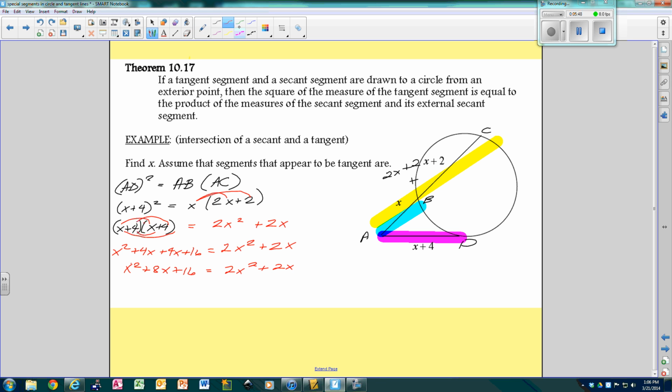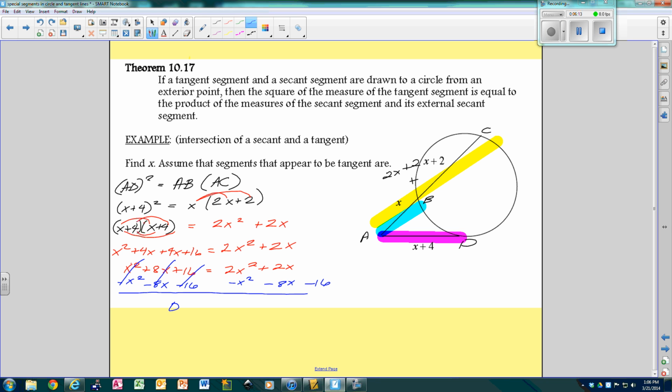Alright, so now I can start moving everything around. Since it's quadratic, one side has to be equal to 0, so minus x squared on both sides. And they're not all this difficult or this long. And I got to subtract the 8x. And I need to subtract the 16. So I'm just going to move this whole thing over here.